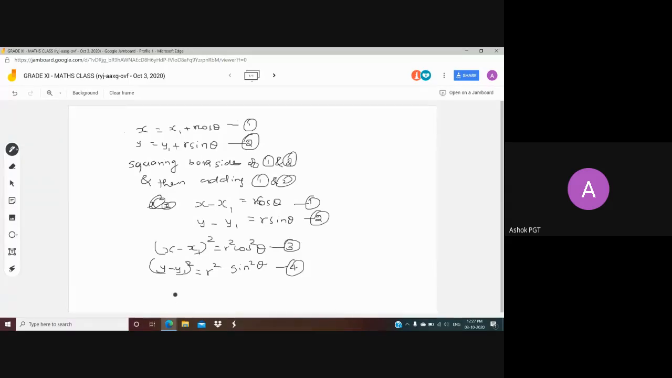After squaring them, I am adding them. So when I add, on the left side I am taking x minus x1 whole square plus y minus y1 whole square is equal to r square cos square theta plus r square sine square theta, from which we can say x minus x1 whole square.